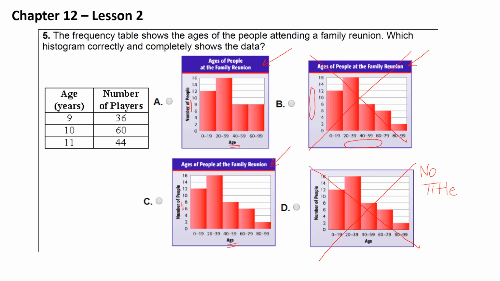All right, so let's take a look at the data. We're looking at ages and number of players. Now, it looks like a typo here for the people. It should be people, but we're going to let that go. All right, 9 years old, 36 players.